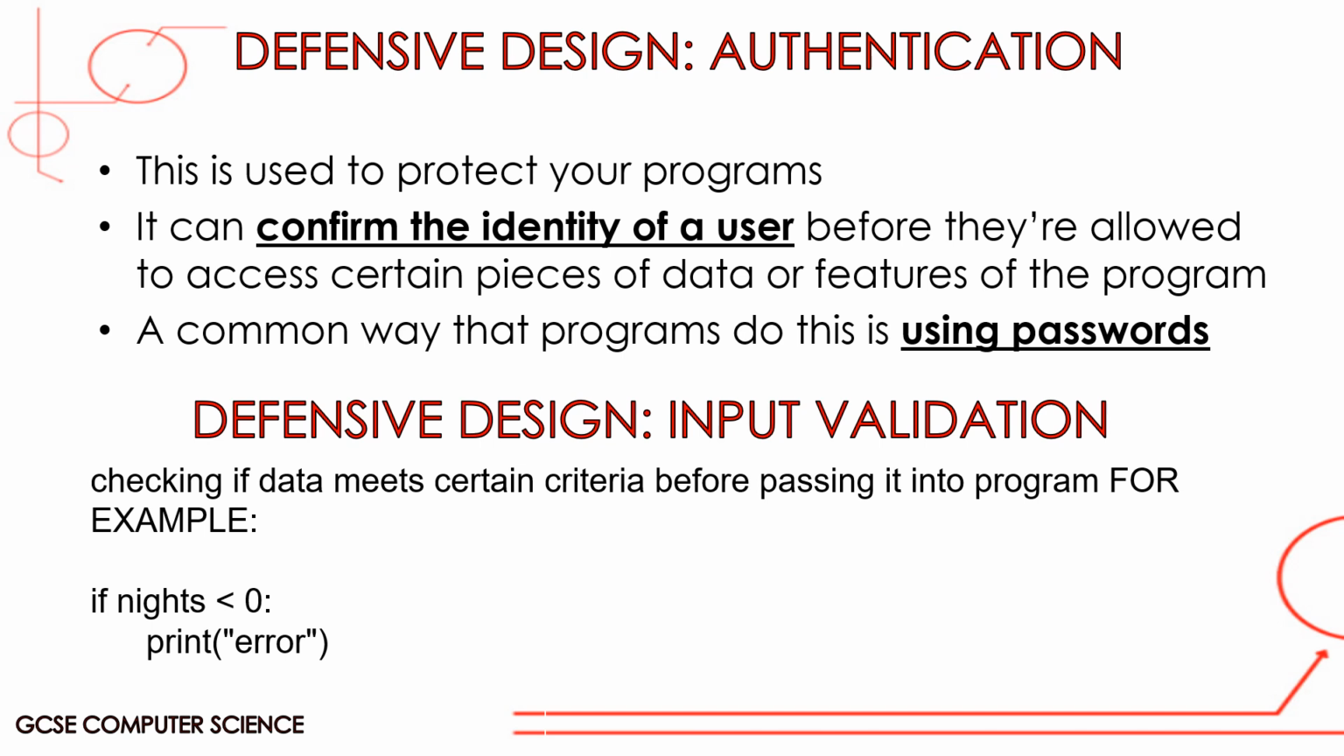Another method is input validation. This is to check that data meets certain criteria before allowing it to go into the program. For example, if knights is less than 0, print error. So when the user is being asked to enter how many knights, if they've typed in a number less than 0, then it would be an error.